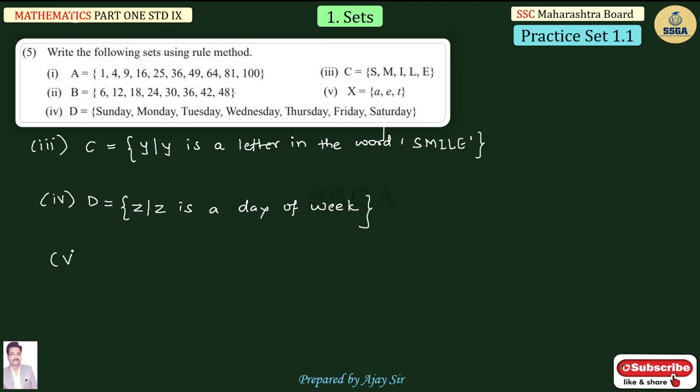Similarly, question number 5. So sub question 5, X is a set is given and it is the elements, means which word all these elements form. Okay, so let us consider Y is an element. Y such that Y is a letter in the word it. So in this way the first exercise is finished now.